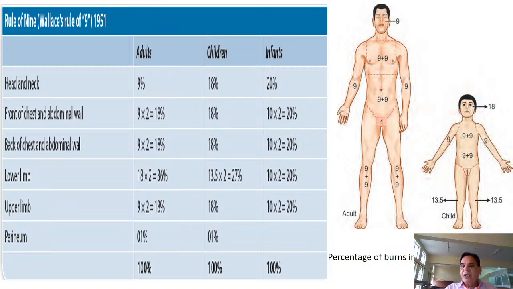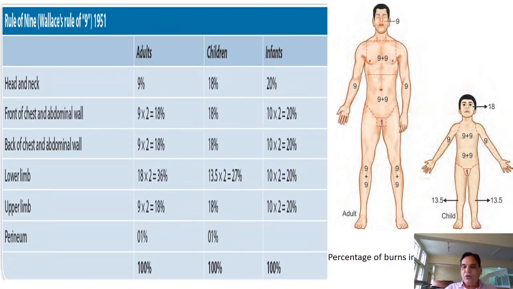Here you see in children, the area of the face has increased and the area of the leg has decreased. As against that, in an infant, the head and neck area is more, it is 20%. Similarly, abdomen and chest are more, lower limbs are more, upper limbs are more. So that is how it has a comparatively higher percentage, and that increases the relative mortality also. In children, the lower limb is considered less, 20%. Upper limb, 20%. Everything else is taken by the head and neck.